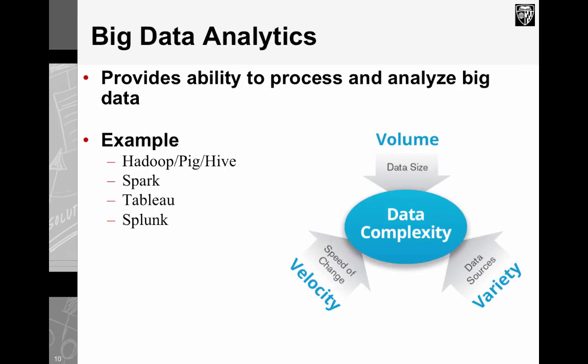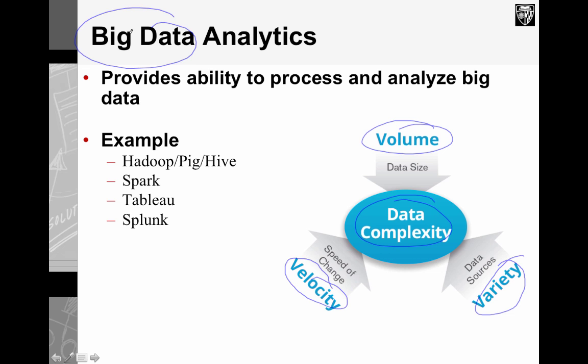There is also big data analytics. When you're building your application, there might be a lot of data. Now, the lot of data may be because of the volume of data or the speed at which the data is coming in or different data sources, which is the variety of data. All those things lead to what is called data complexity or big data. And you might need mechanisms for you to process that data. Hadoop, Pig, Hive, Spark, Tableau, Splunk are classic examples of big data analytics software platforms.